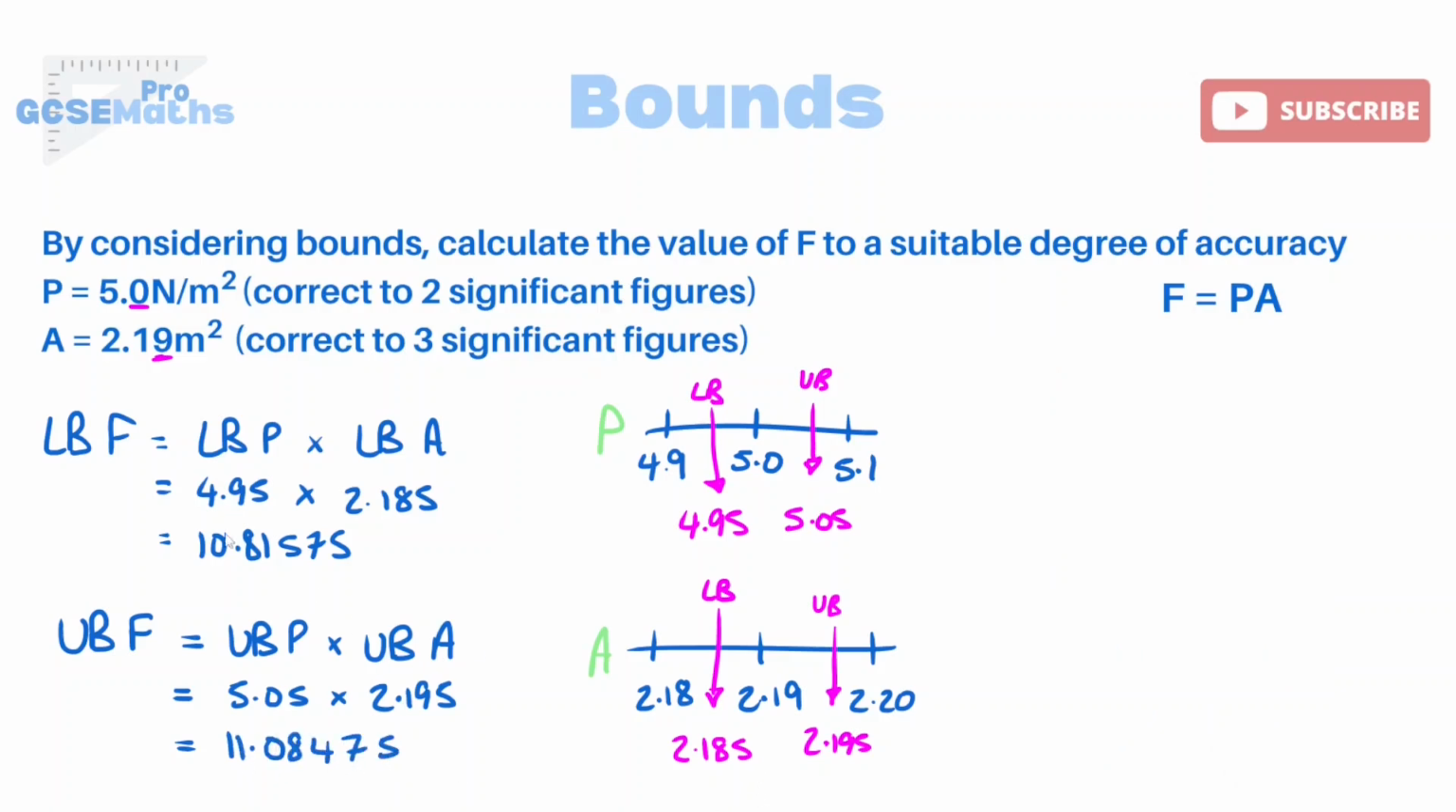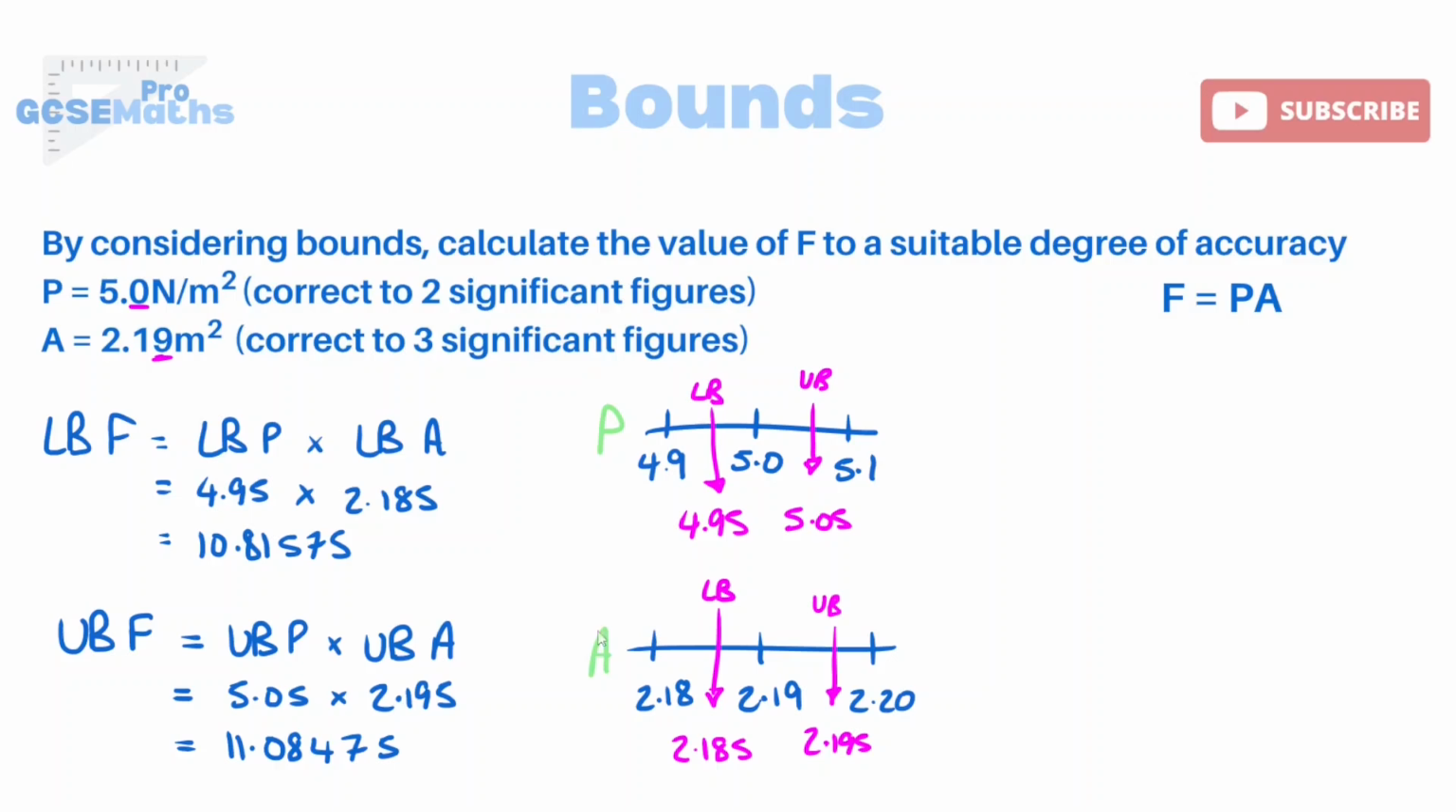Okay, we found the upper and lower bound of F. Now, we're coming back to this part here. It says calculate the value of F to a suitable degree of accuracy. So I'm going to look at both of my answers, 10.81 and then 11.08, and just look at what do they both round to. Okay, I know I've got a lot of decimals here, but just look at it really straightforward. They both round to 11, don't they?